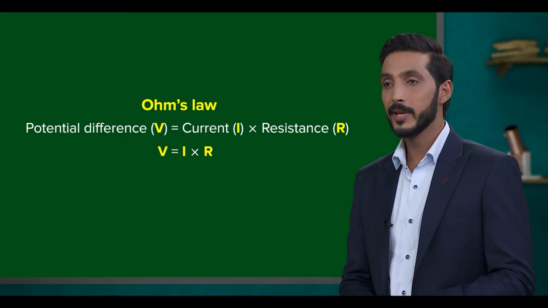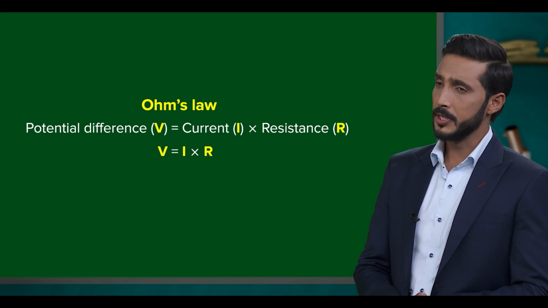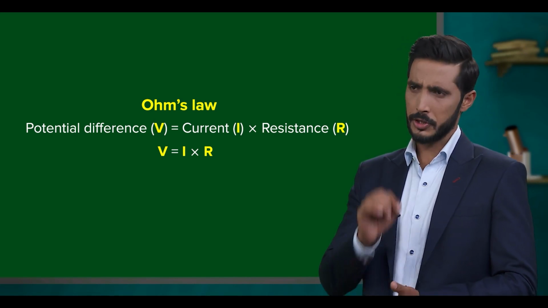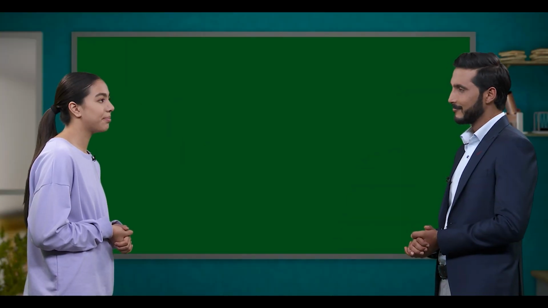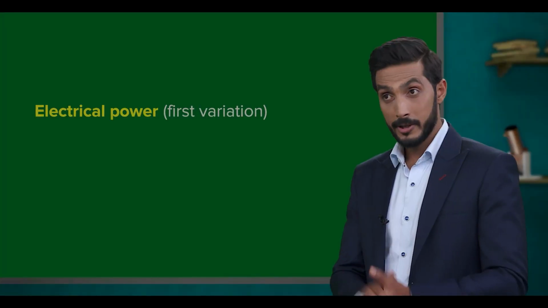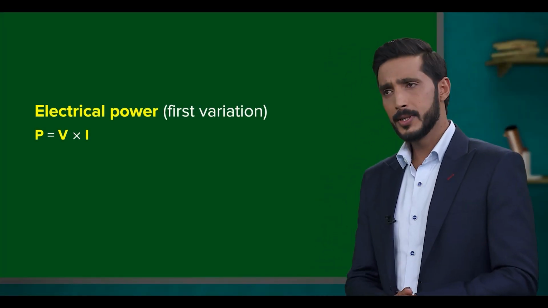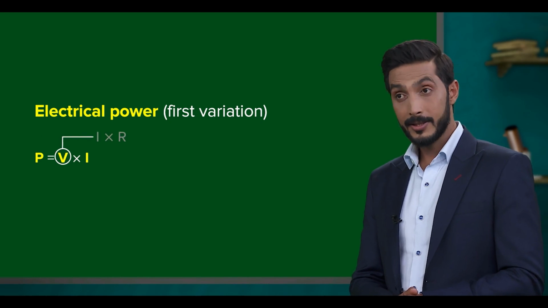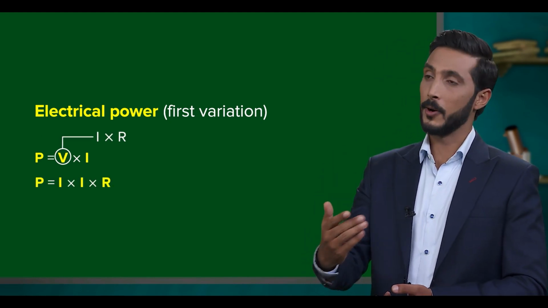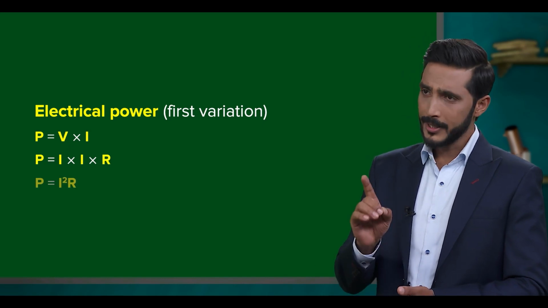It is. But we'll talk about this law in detail in the next lesson. For now, let's just use the equation. Sounds good? Yep. So, what are we modifying first? First, let's replace V. Since V equals I times R, P becomes I times R times I, or P equals I squared R.